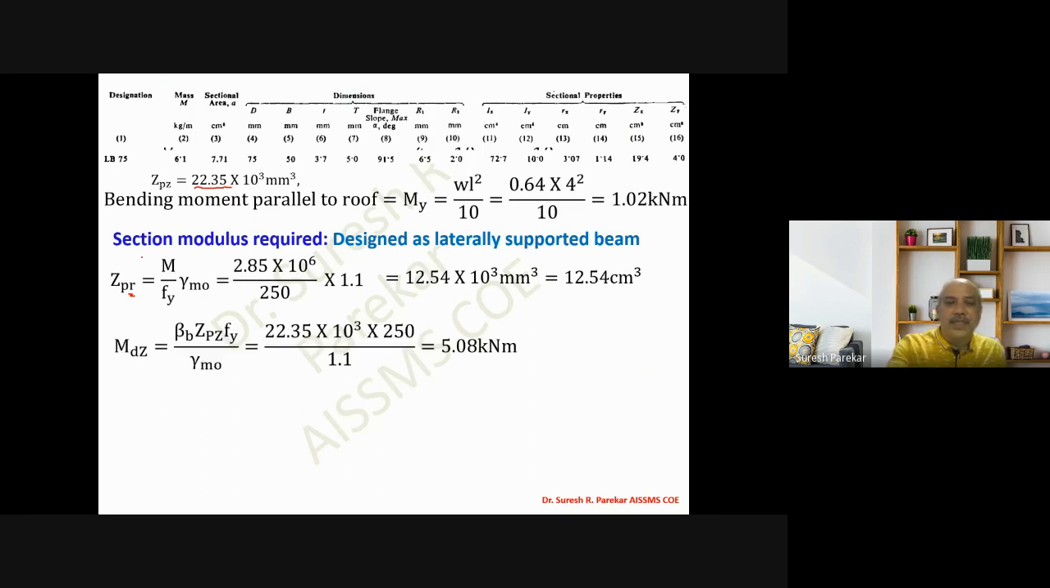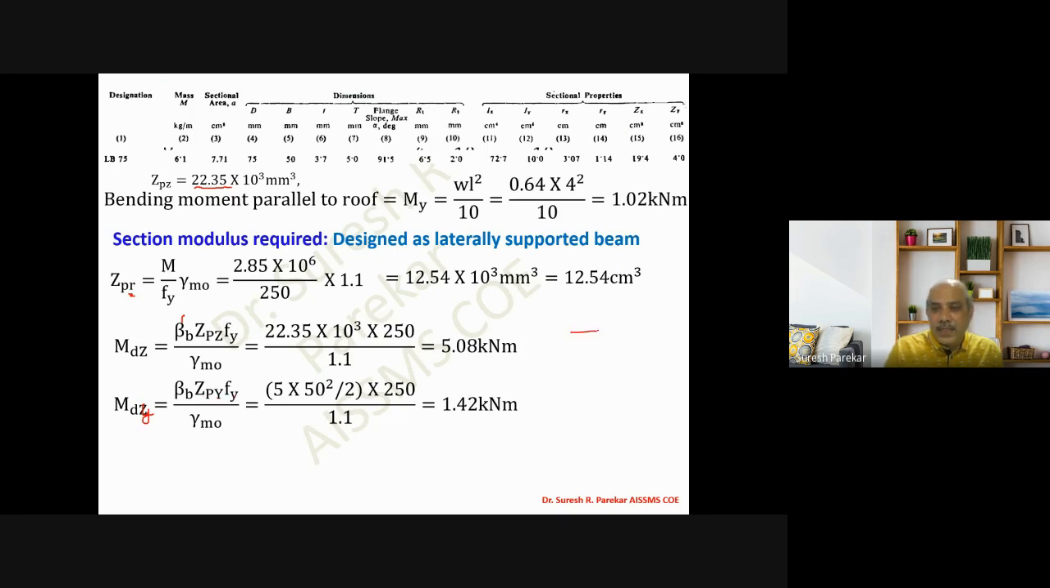And then we can have this MDZ, so ZPZ, from which we will get MDZ 5.08, because this is beta B ZPZ Fy upon gamma MO, and we are considering this section as plastic or compact, and therefore beta B we are going to be 1, and therefore ZPZ Fy upon gamma MO 5.08 kilonewton meter, and MDY I will say, so this is MDY, which will be beta B ZPY Fy upon gamma MO. Now keep in mind we are going to consider this, already we have seen.